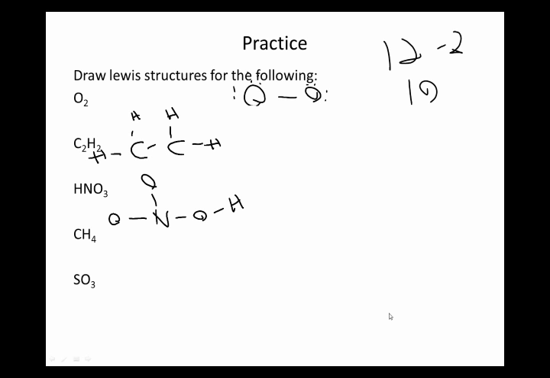Right? And now we have 2, 4, 6, 8, 10, 12 total valence electrons, which is what we're supposed to have. This oxygen is happy with 2, 4, 6, 8. This oxygen is happy with 2, 4, 6, 8. Excellent. Next one.